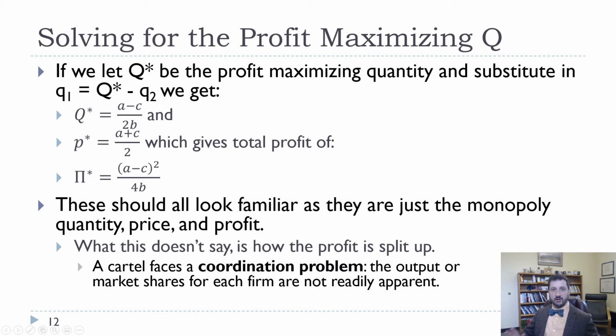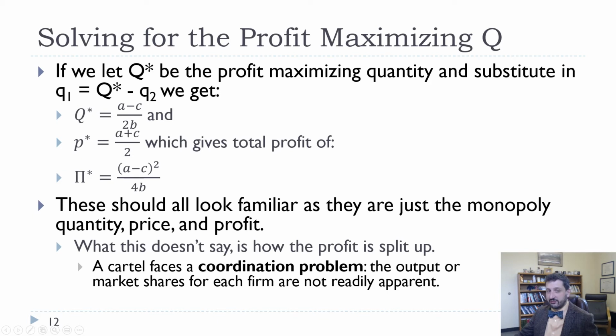These should look very familiar because this is just our monopoly quantity, price, and profit, right? The problem comes because it doesn't say who produces how much. The way we had it set up is symmetrical. So we could say, all right, Q1 equals Q2, everybody does half, you get half the profit. But that's not always going to work, right?